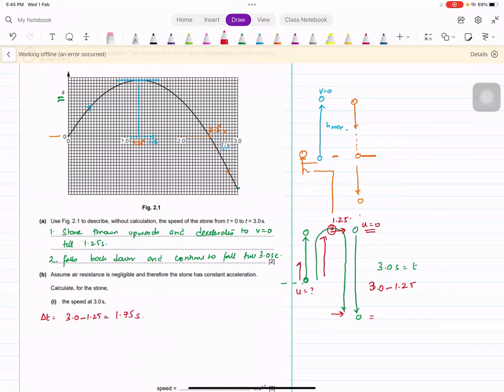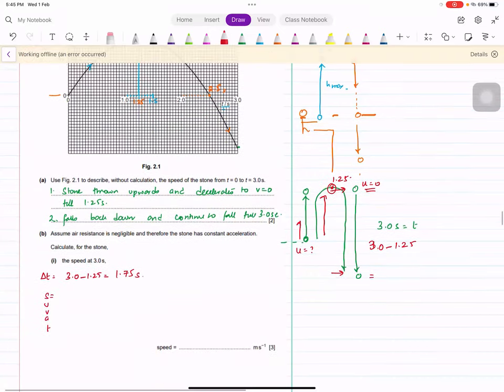1.75. Okay. 1.75. Now we write SUVAT, fill up what's left. We do not have the displacement, unfortunately. We have the initial speed. We want the final. We know that when something is falling down in the same direction as gravity, we take it as 9.81, right? And positive. And then time is 1.75. Which equation should we use? V is equal to U plus AT. Very nice.